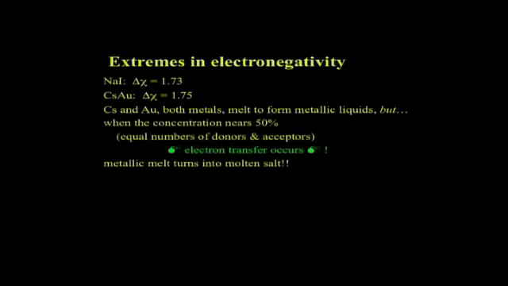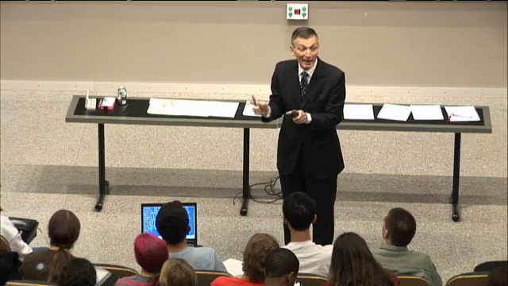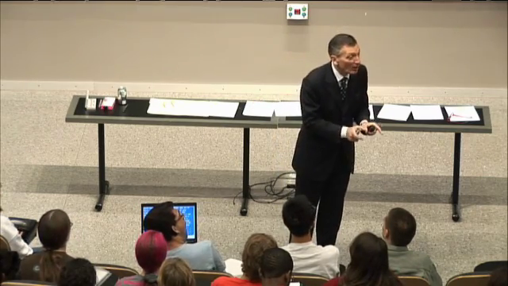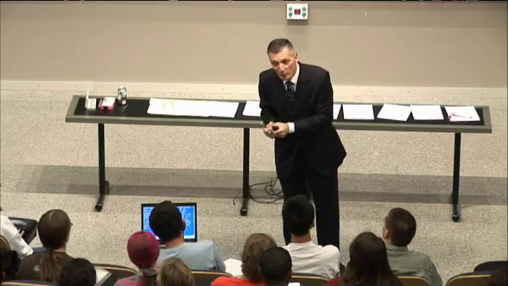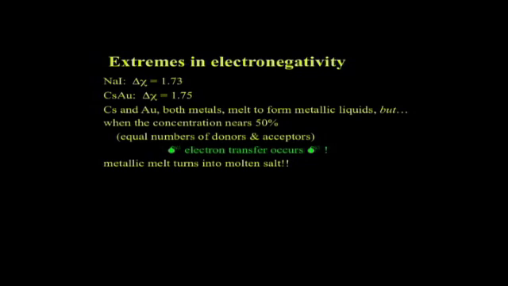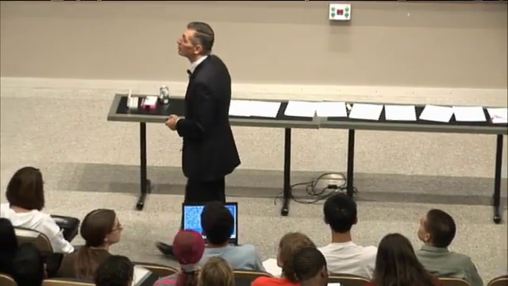But if you mix them in equal numbers, so you make an alloy of 50 mole percent cesium and 50 mole percent gold, and you've got a delta chi of 1.75, you've essentially made a cocktail with equal numbers of really good electron donors and really good electron acceptors. And guess what happens? Electron transfer. And the melt is not metallic. It turns clear and colorless, just as molten sodium iodide would be. It turns into a molten salt.